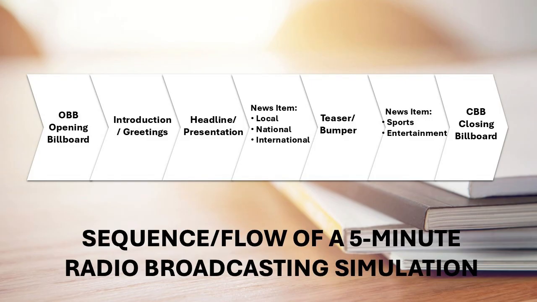So again, our sequence or flow of a 5-minute radio simulation: we have the OBB, opening billboard, then introduction or greetings, headline presentation, then the news item, the first half of your presentation, local, national, or international, then the teaser or bumper. This is where you insert your infomercial. Then the other half of the news items, the sports and the entertainment. Then lastly, your CBB or the closing billboard.